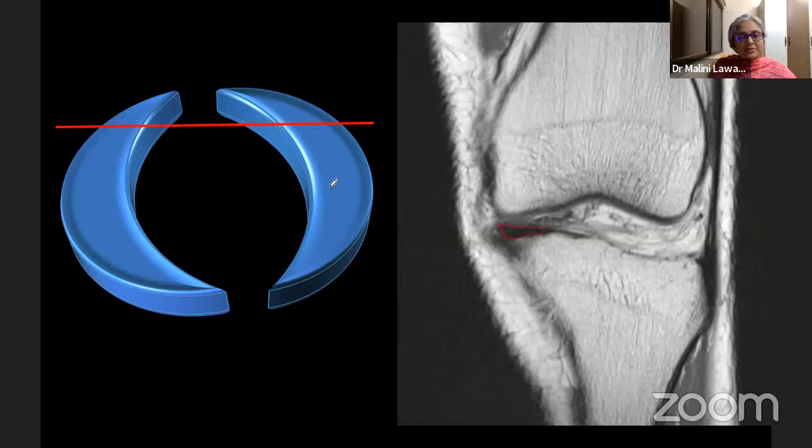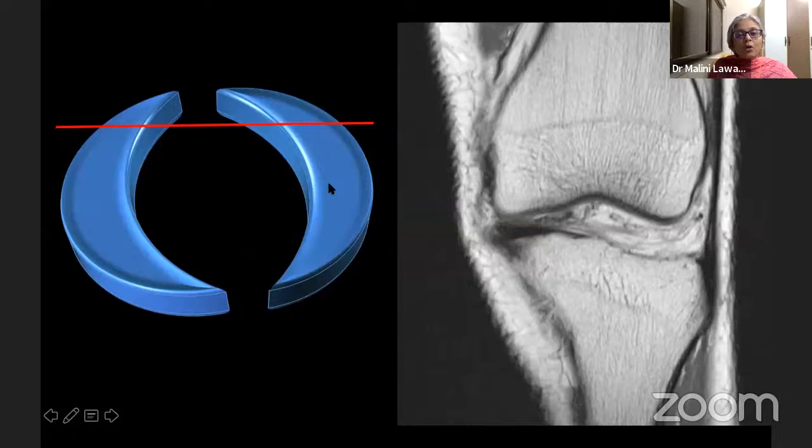So on sagittal images, the posterior horns of the menisci look triangular. The body looks bow tie or slab-like. On coronal images, the posterior and anterior horns look slab or bow tie-like, while the bodies look triangular.